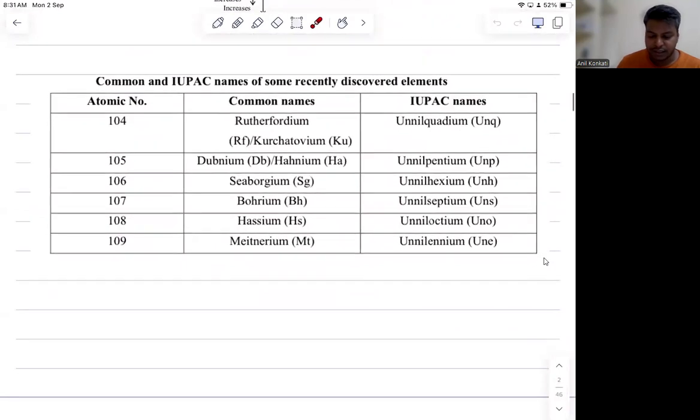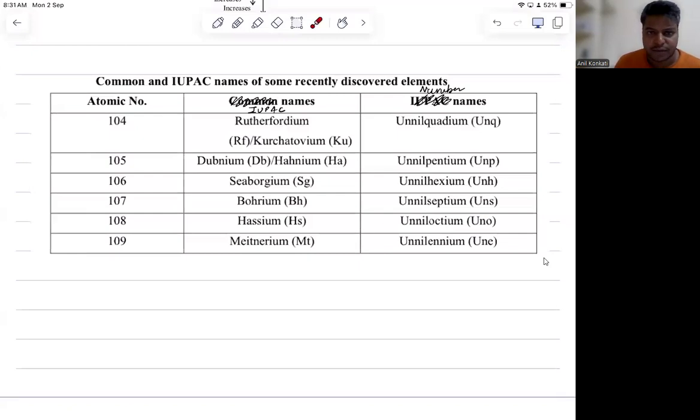Now, another important point which we need to keep in mind is the naming from 104 to 109. What is their common name? What is their IUPAC name? Sorry, rather, this is the IUPAC name. This is the number name.